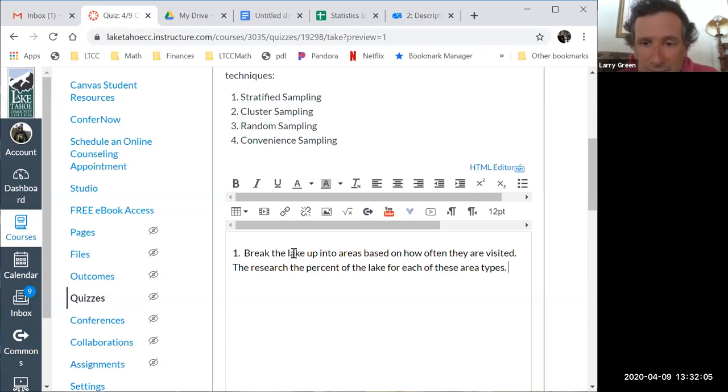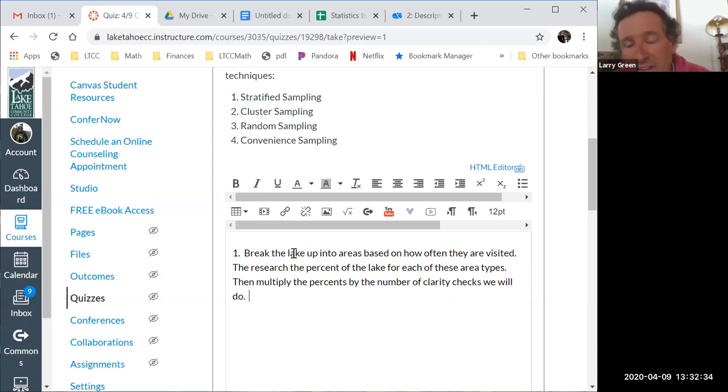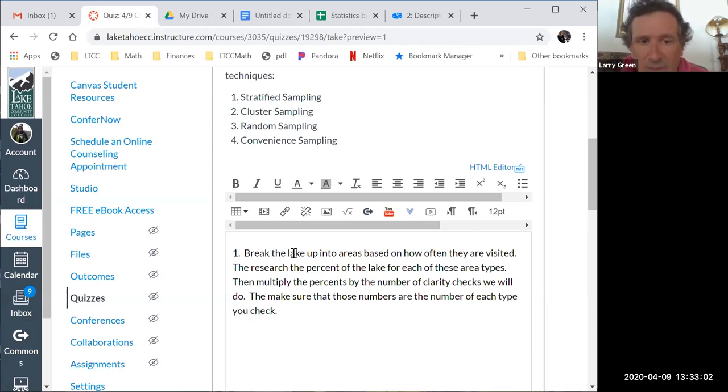Then you multiply the percent by the number of lake clarity checks we want to do. Okay, so that's establishing the quotas. Then make sure that those numbers are the number of each type you check. Any questions on stratified?